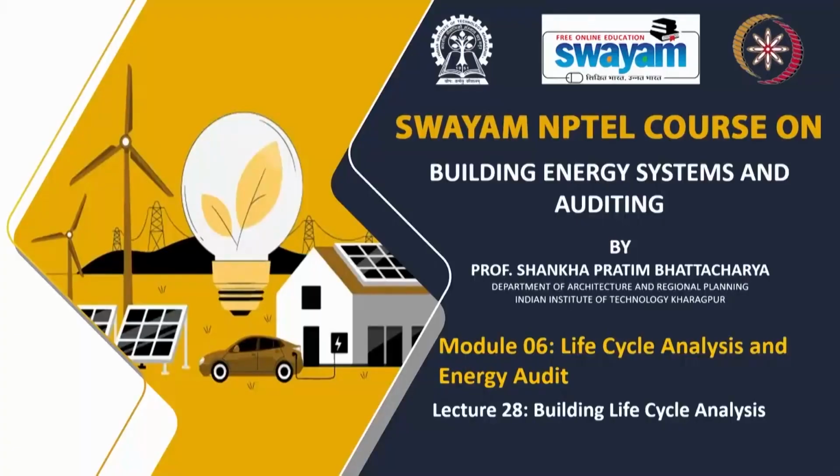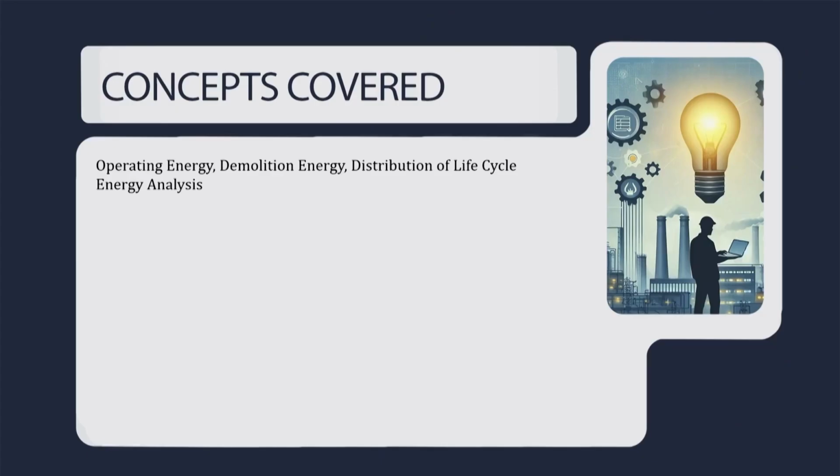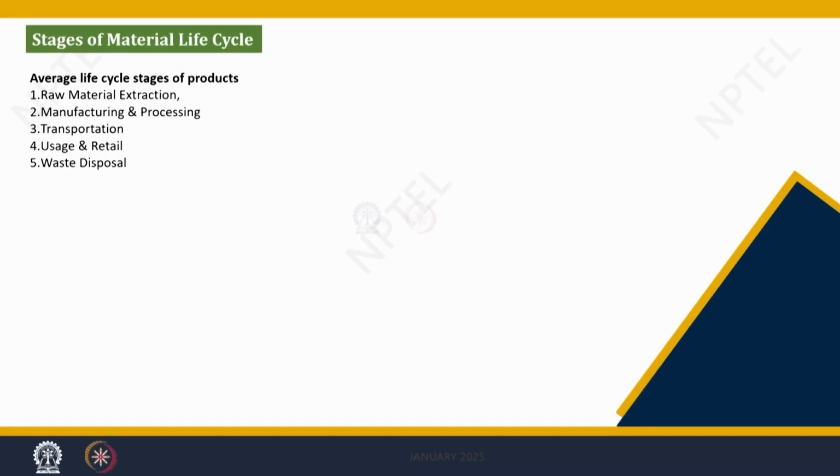Welcome to the NPTEL course on building energy systems and auditing. In module number 6, we are discussing life cycle analysis and the energy audit. In lecture number 28, we will now discuss the building life cycle analysis. In this lecture, we will see the other two types of energy, that is the operating energy and the demolition energy, and we will see the distribution of the life cycle energy and its analysis.